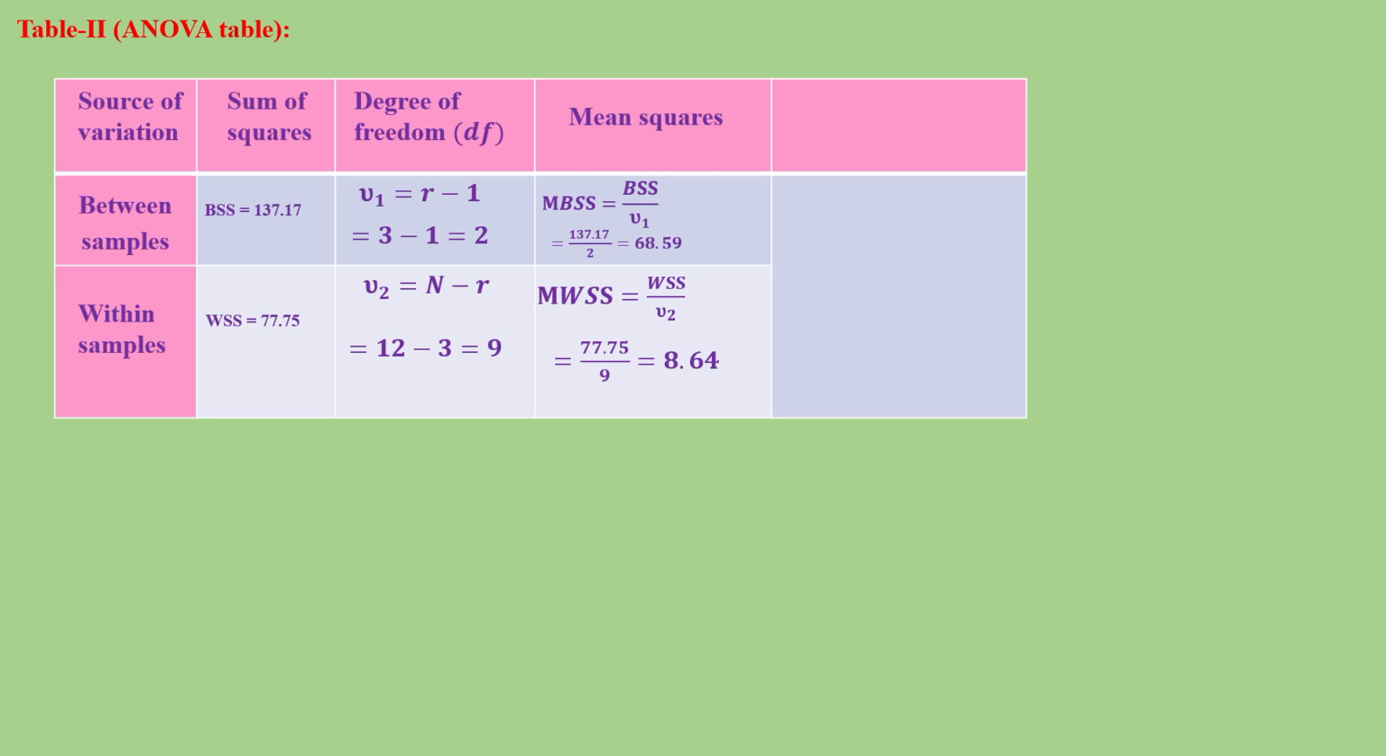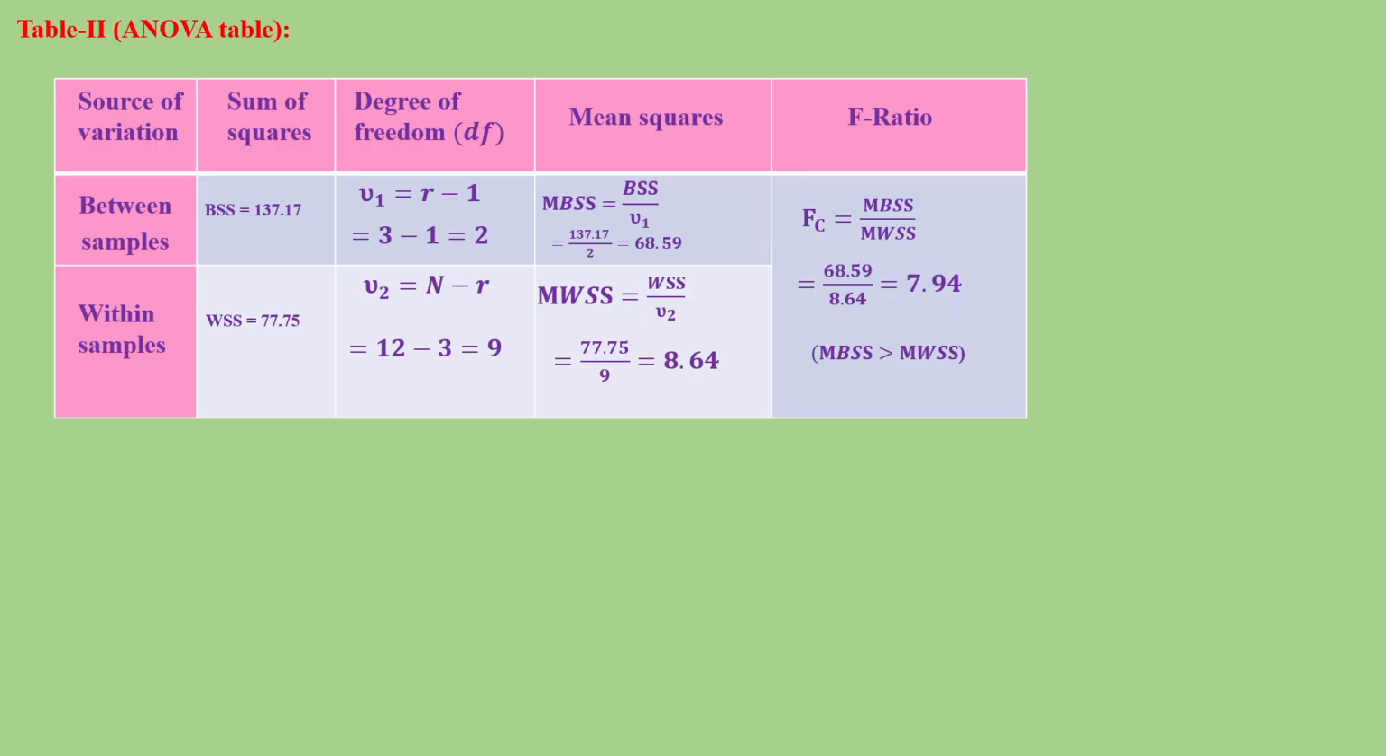So here 68.59 is greater than 8.64. So the F ratio is MBSS by MWSS, greatest divided by the lowest. So that is equal to 68.59 by 8.64, that is equal to 7.94. That is the calculated value.